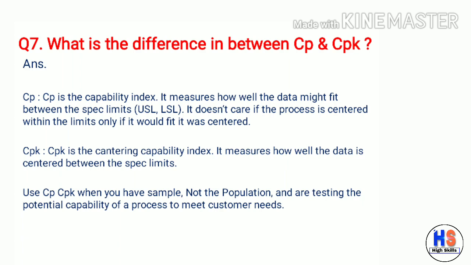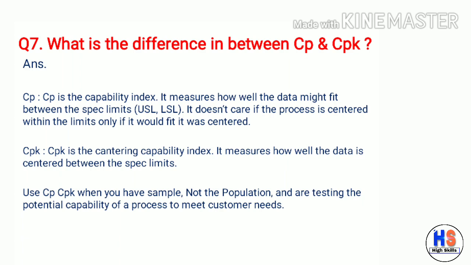So next seventh question is what is the difference between CP and CPK? What is CP? CP is the capability index. It measures how well the data might fit between the specification limits. The specification limits will be USL and LSL, upper specification limit and lower specification limit. It doesn't care if the process is centered within the limits, only if it would fit. If it would fit, it was centered.